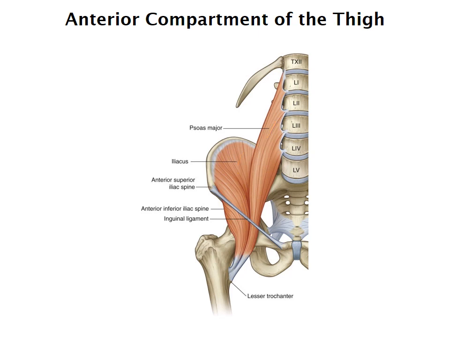The psoas major arises from the transverse processes and the vertebral bodies of the lumbar vertebra. The iliacus muscle is a fan-shaped muscle that consumes much of the iliac fossa, so it has a very large origin point within this iliac fossa. As they cross underneath the inguinal ligament, the muscle fibers merge to insert onto the lesser trochanter.